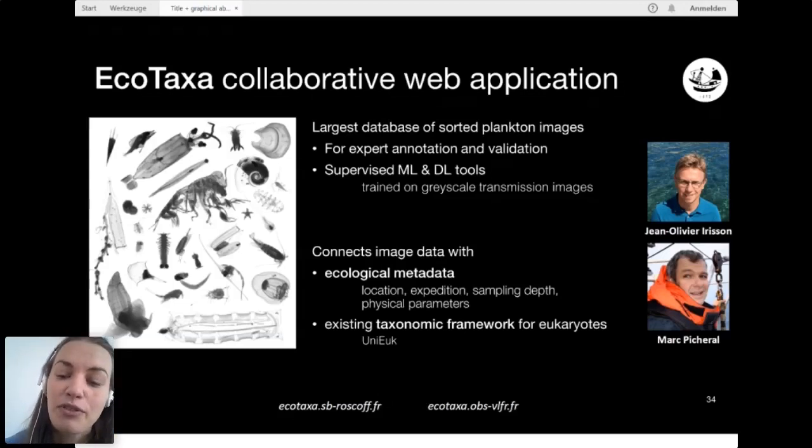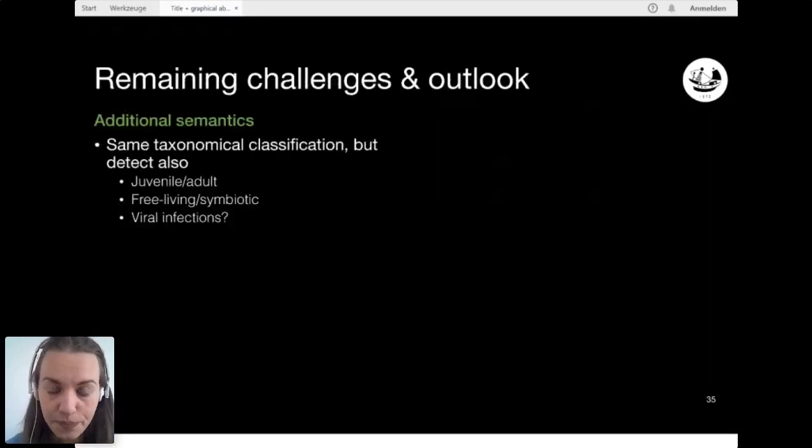So there's a taxonomic framework for eukaryotes called UniEuc, which is based on genetics and morphology. And yeah, so all these different disciplines are coming together via this platform, which I think is very nice. So there are some challenges remaining from my perspective.